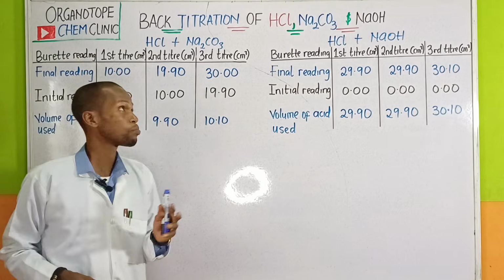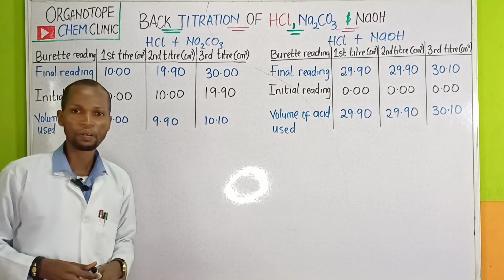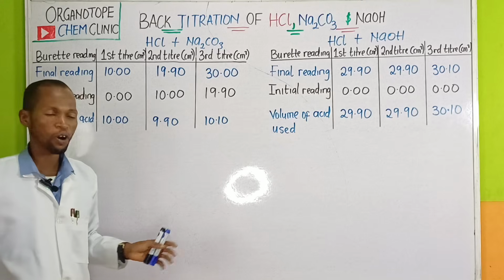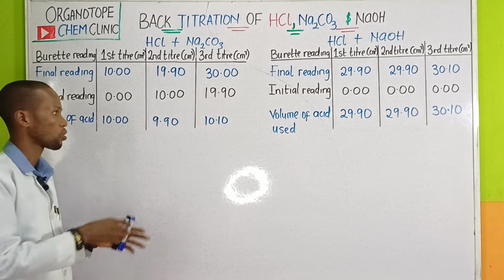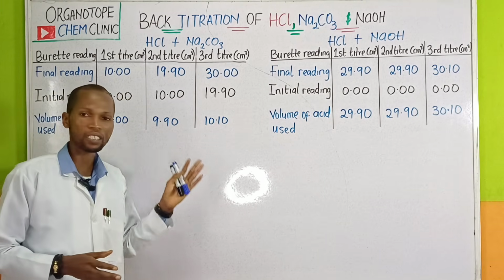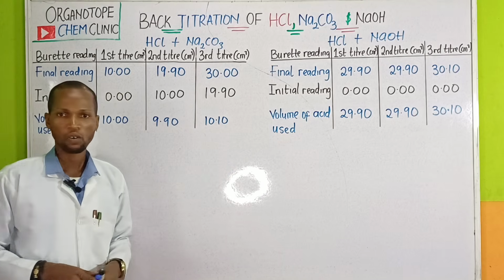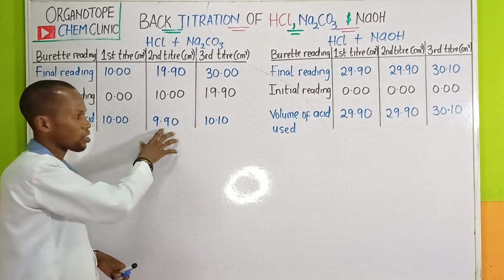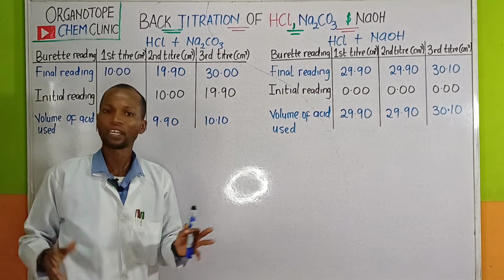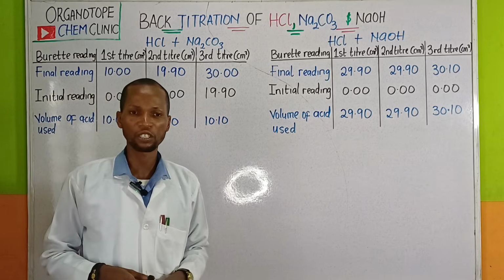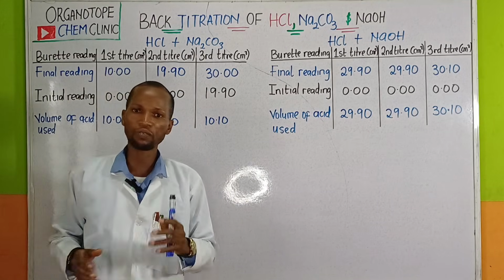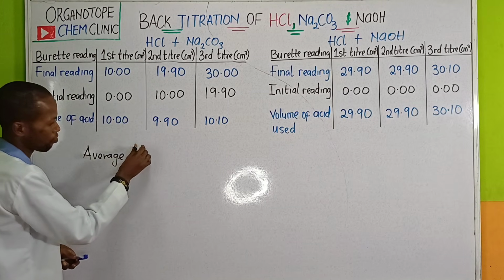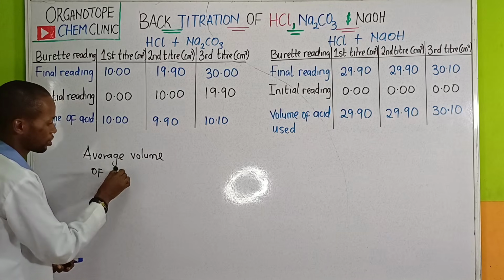From our titration between hydrochloric acid and sodium carbonate, we have the first titer, second titer, and the third titer. From the first titer, the volume of acid used is 10.00. In the second titer, we have 9.90, and the third titer 10.10 cm3. Since we know the volume of acid used in each titration in cm3, we can determine the average volume of acid used in each case. In order to get the average volume of acid used, we have average volume of acid used.